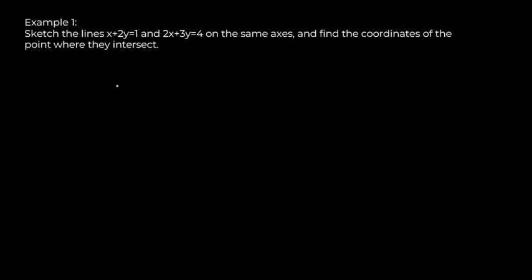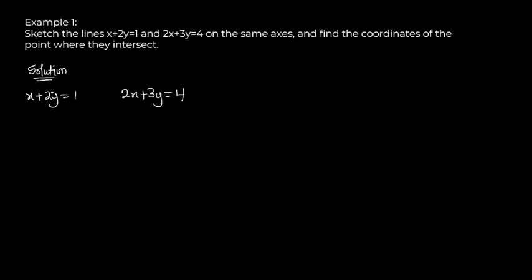So let's begin by looking at an example that we have over here. We have to sketch the line x plus 2y is equal to 1 and 2x plus 3y is equal to 4 on the same axis, and find the coordinate of the point where they intersect. Alright, so let's go ahead and write down our solution. Now, in order for us to sketch these lines, the first one we have is x plus 2y is equal to 1, and then the other equation is 2x plus 3y is equal to 4.